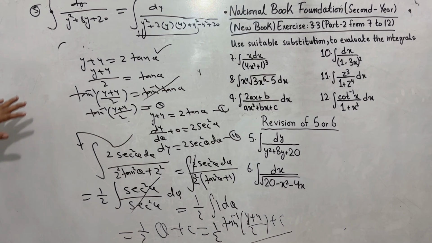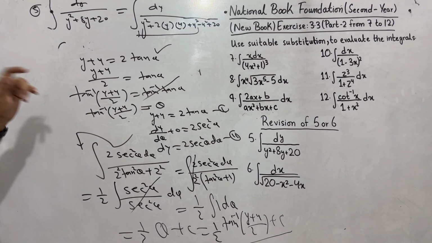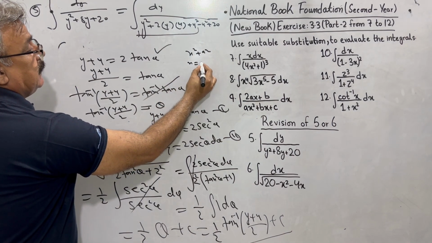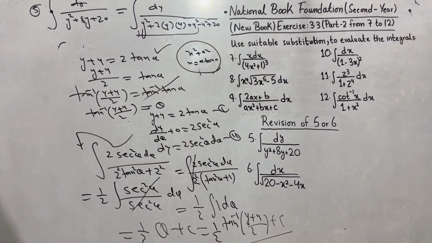In that case, first make a perfect square and then you come to know it is the situation of x square plus a square. In that case we have to take the magic substitution, x is equal to a tan theta.